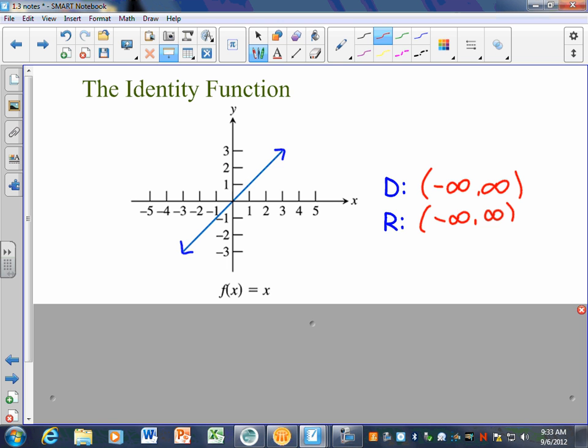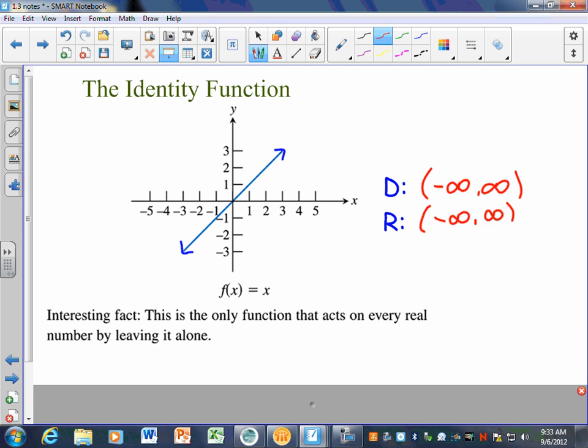The book gives you a little bit of info about each one. Again, you don't have to write this down. I just find it interesting. This one's not that interesting, but they call it an interesting fact. It says this is the only function that acts on every real number by leaving it alone. And that's true. No matter what you plug in for x, you get the same thing out for y. It's a very easy xy chart to make. Okay? Sounds pretty easy, right?